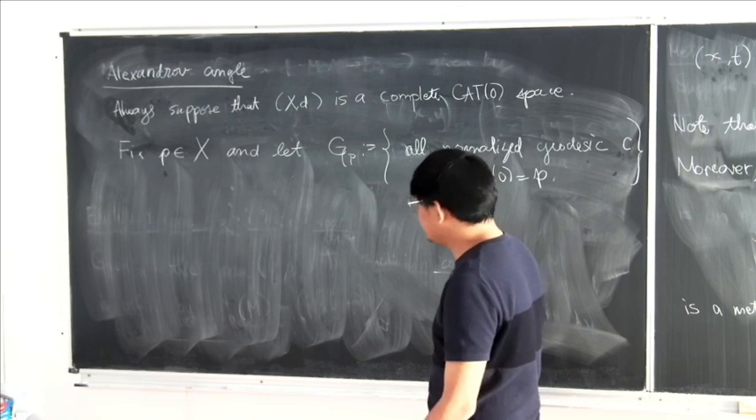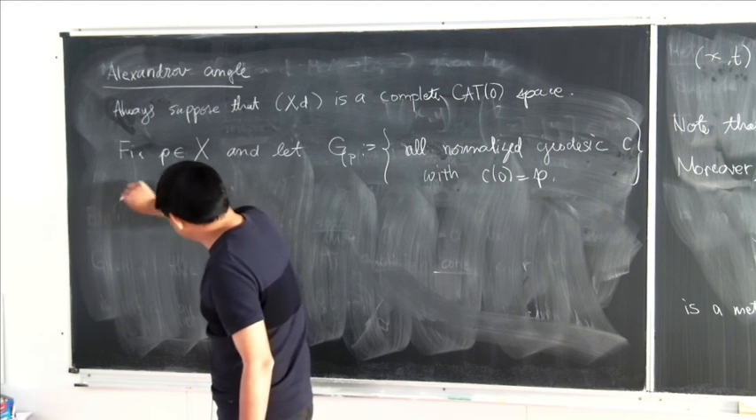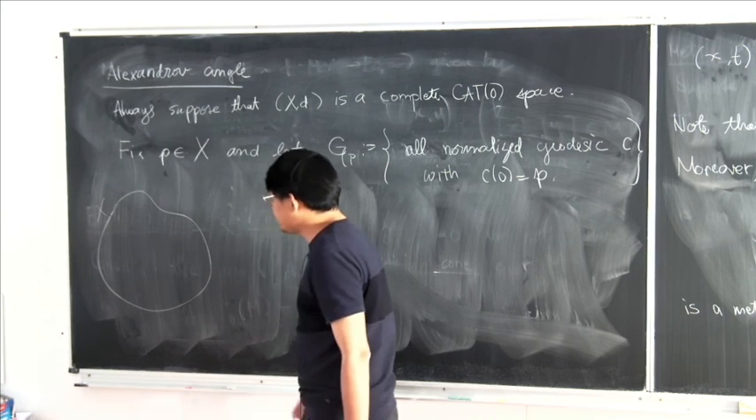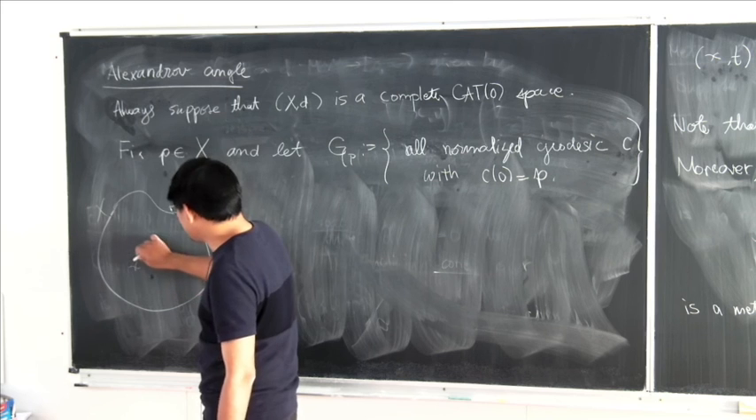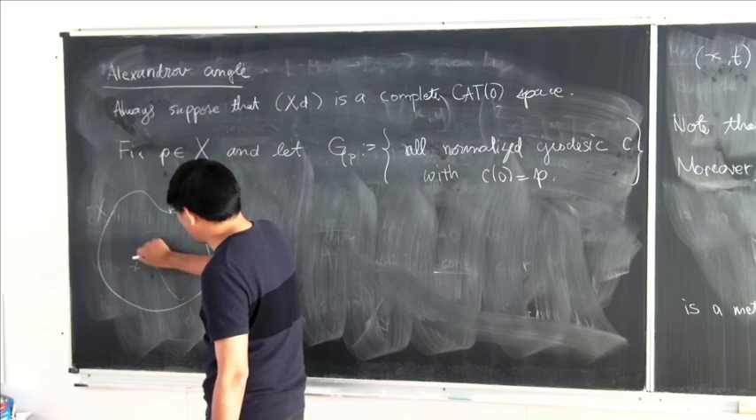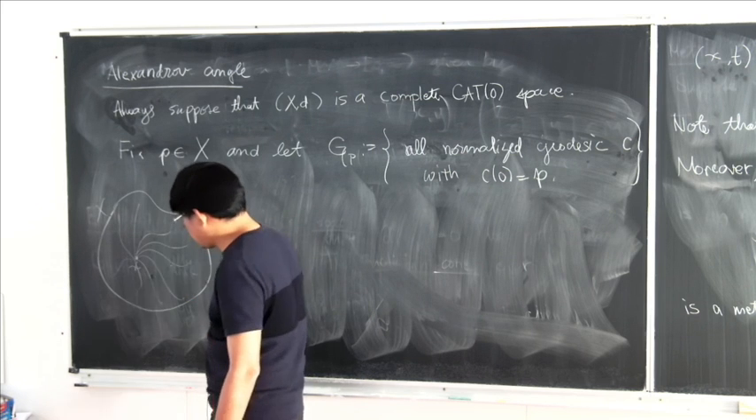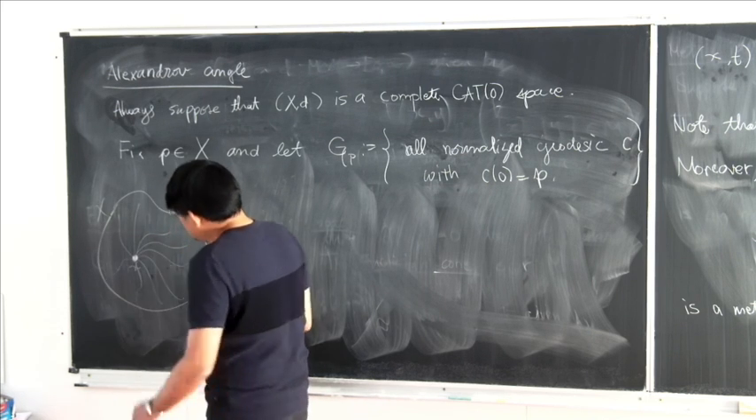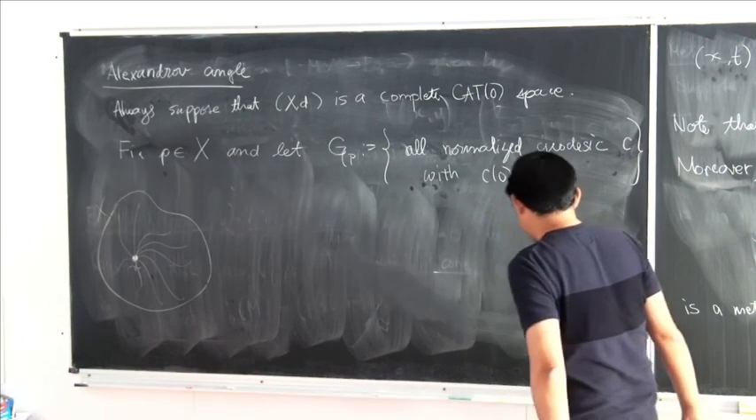Okay, so it's like this. Suppose this is X, some surface. You have X here, and from this point X, you can have a geodesic to any other points as you like. So you take all of these geodesics and collect them here in GP.